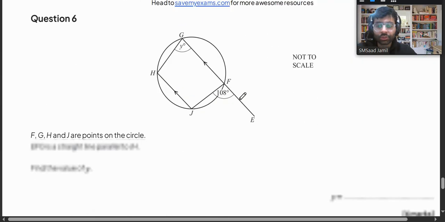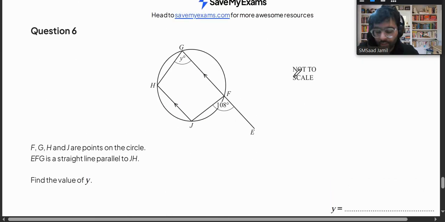Bismillahirrahmanirrahim. So the last question we have over here. F, G, H and J are points on a circle. E, F, G is a straight line. Find the value of Y. Look guys, if you look at this question, if this angle is 108, this is also 108. Why? This is a Z, like this.